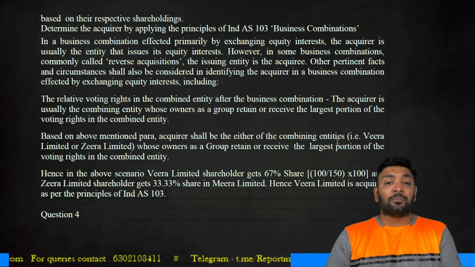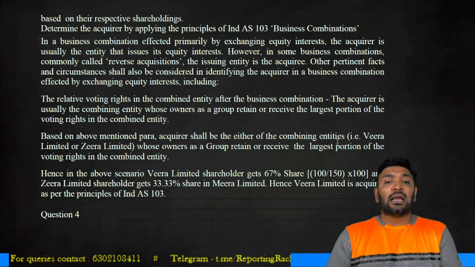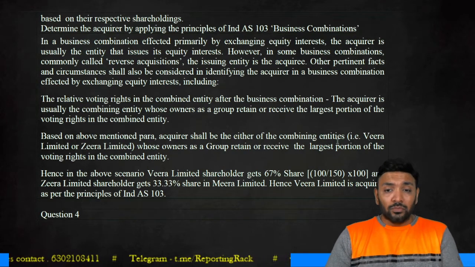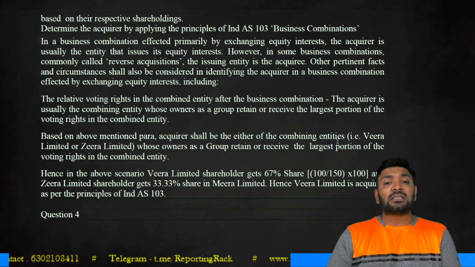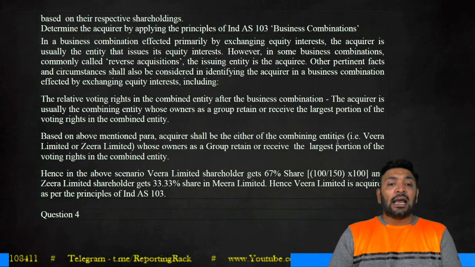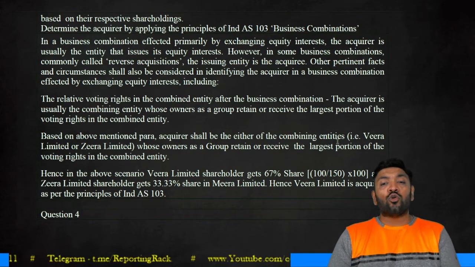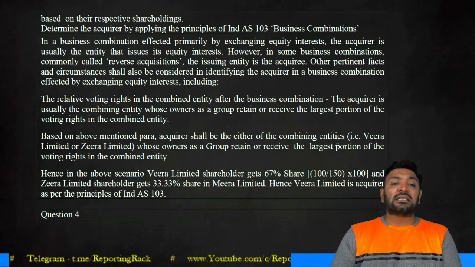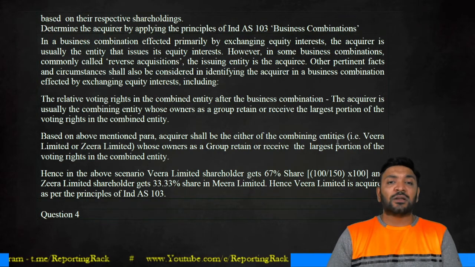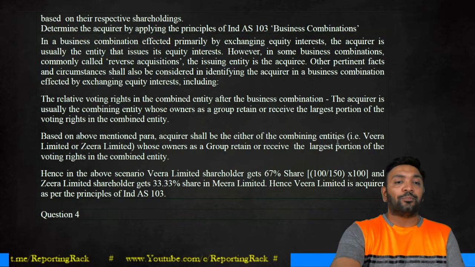Based on the above-mentioned paragraph, the acquirer shall be either of the combined entities, Veera and Zara, whose owners as a group receive or retain the largest portion of voting rights. Hence, in the above scenario, Veera holds 67% and Zara holds only 33%, therefore Veera is the acquirer as per the principles of Ind AS 103.